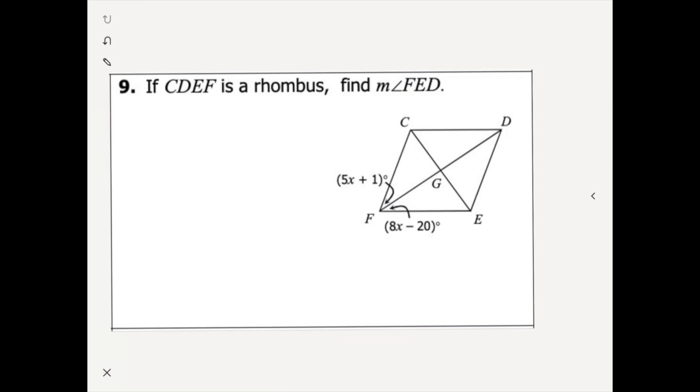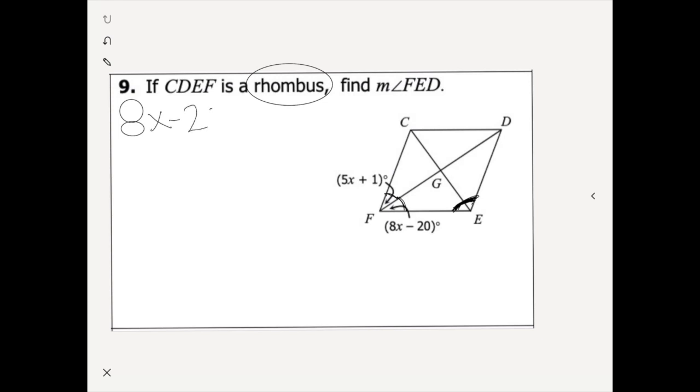The next one asks us to find the measure of angle FED. So FED is actually this whole thing right here. This is FED. So it says CDF is a rhombus. Find the measure of angle FED. So again, this is a rhombus. What's different about a rhombus is that these two are congruent. So this angle and this angle are congruent. So we can just set them equal to each other. Again, this is because it's a rhombus. This does not work if it is a rectangle.